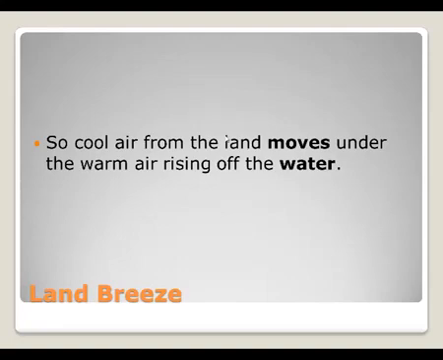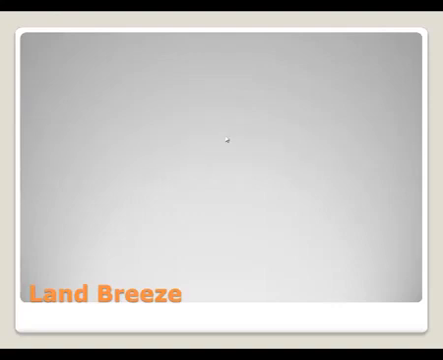That air that is heated becomes less dense and it rises. It creates an area of low pressure. That area of low pressure allows the air over top of the land that is cooler to move in. So the air ends up moving from the land to the water.